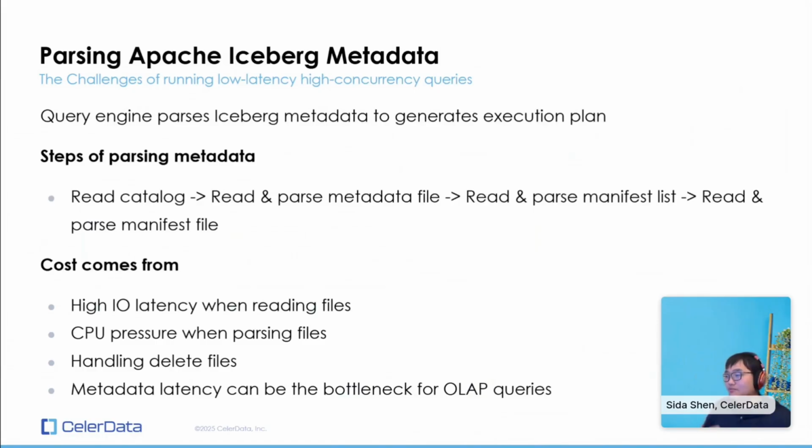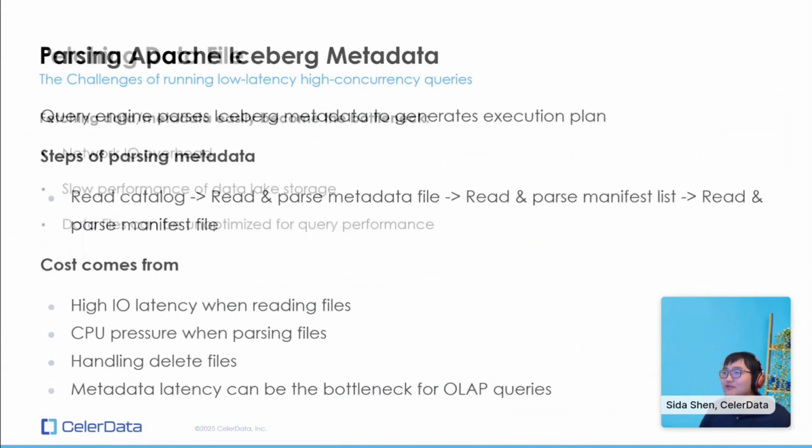And CPU pressure when parsing all sorts of files in the Apache Iceberg tree of metadata, right? All the delete files, all of the Avro files, you have to parse them and use a lot of CPU, right? Also handling delete files, we talked about before, the V2 delete files, can be a big challenge too, right? So metadata latency can actually be the bottleneck for a lot of OLAP queries before you know it, right? A lot of queries are execution heavy and CPU heavy, but metadata latency can actually be the bottleneck because it's a really difficult problem to solve, right?